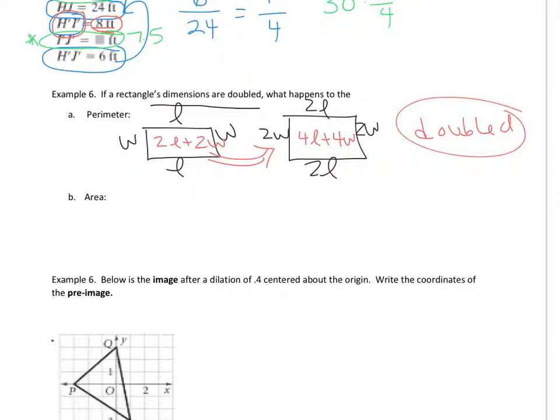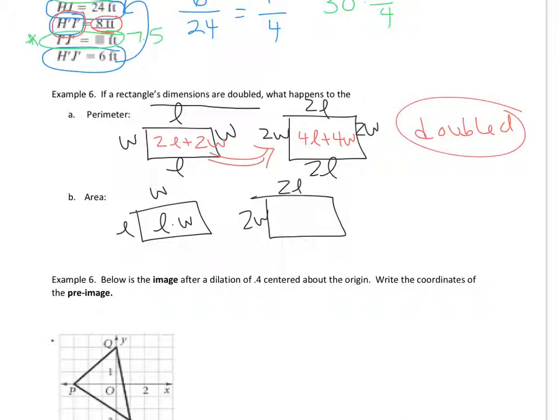So now let's look at area. If you have length and width, the area of this is length times width, LW. Then if you have 2 length, 2 width, the area of this is 4LW. So to go from LW to 4LW, you quadruple.